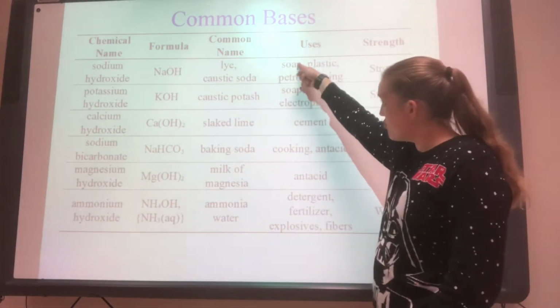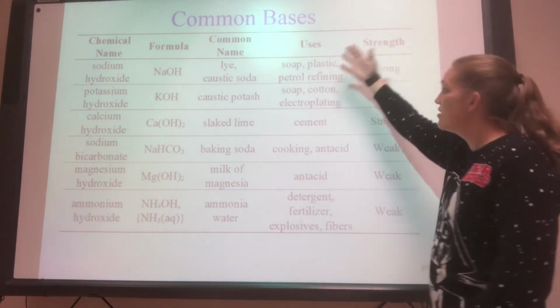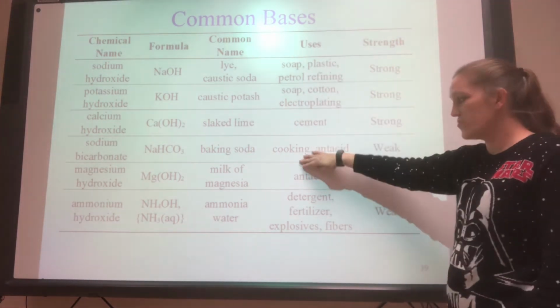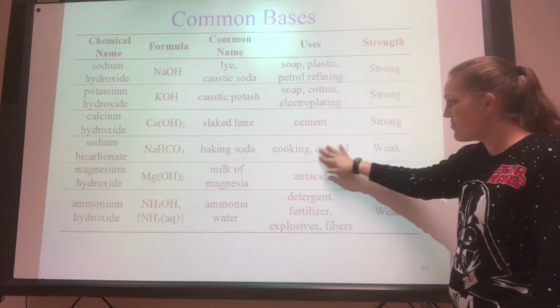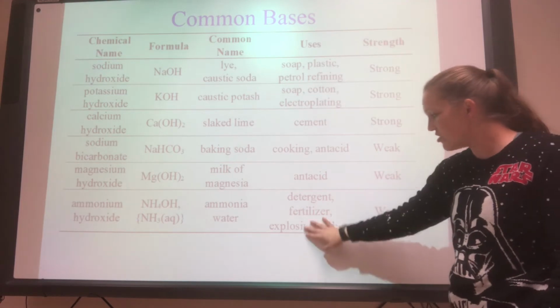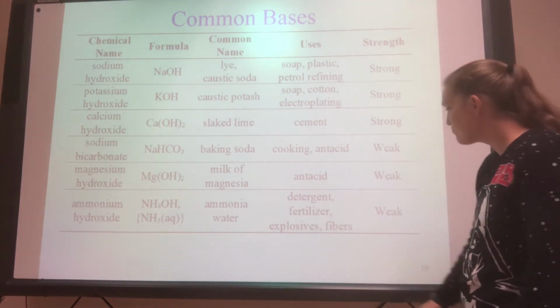Let's look at some uses. This is soap. Like we use that one. Here's some more soap. Cement. We can use it with cooking or if our stomachs are not doing well. For cleaning purposes, something that's a little stronger, depending on what we're trying to do.